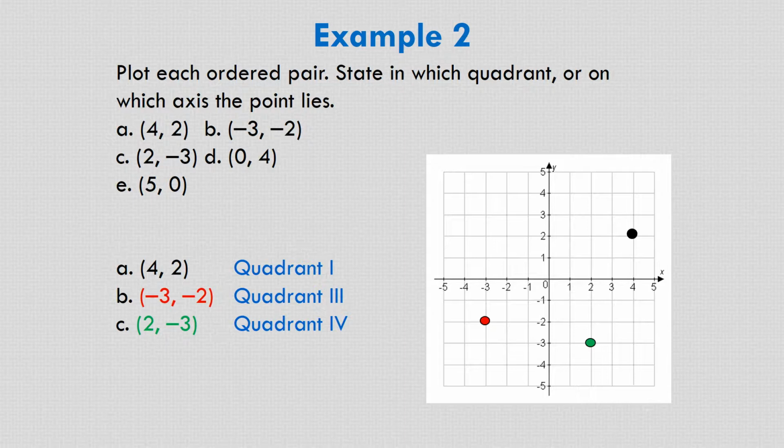If you look at D, I have 0, 4. Because my left and right is 0, I did not go left or right, but I did go up 4 because it's a positive 4. So I'm on the y-axis. If I have 5, 0, I went right 5 because it's positive, but I did not go up or down, so I lie on the x-axis.